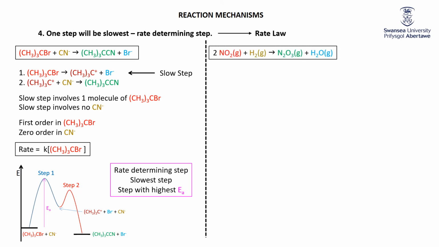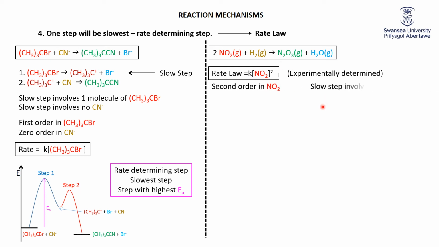Let's look at one more example. Nice reaction here: 2NO2 gas plus H2 gas goes to N2O3 gas plus H2O. The experimentally observed rate law is k[NO2]^2. In other words, second order in NO2, zero order in H2. So right from there, we know it's going to be a multi-step mechanism, because one step is the slow step that doesn't involve the H2. The H2 therefore has to be involved after that slow step.